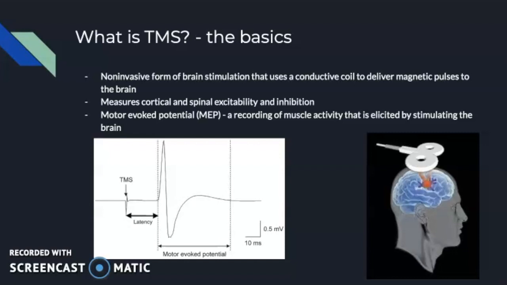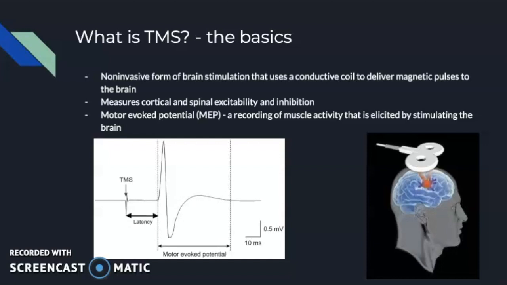In TMS literature, researchers often deliver a pulse and simultaneously measure a motor evoked potential with electromyography. An MEP, or motor evoked potential, is a recording of muscle activity that is elicited by stimulating the brain. An MEP measures how excitable the pathway from the cortex to the muscle is. And they're important because the excitability that they measure serves as an indicator for many different processes. For example, MEPs vary across individuals after injuries such as head trauma.